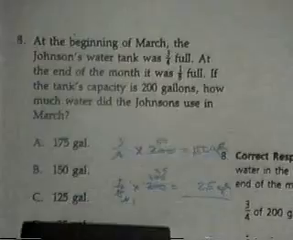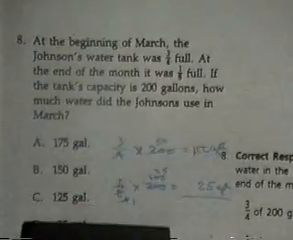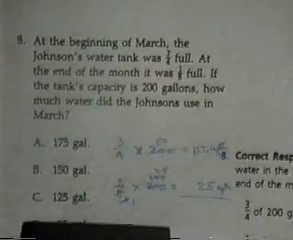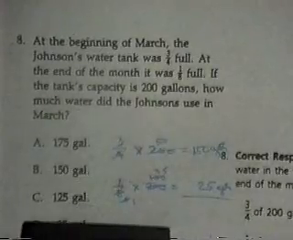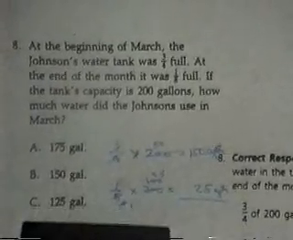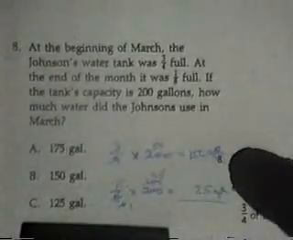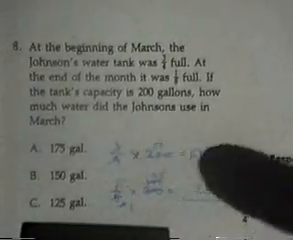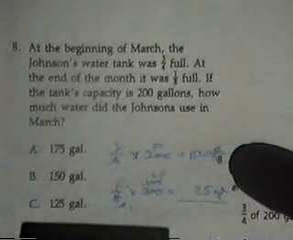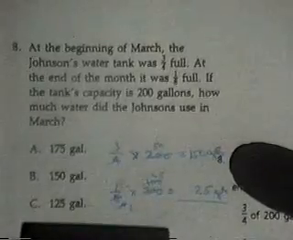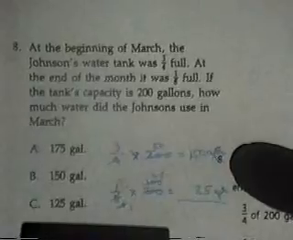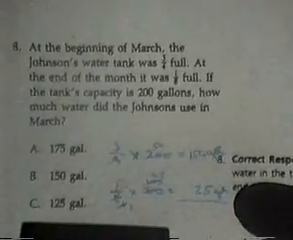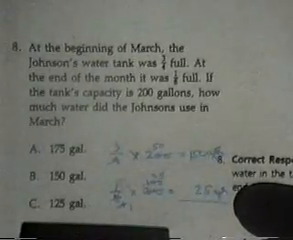No, wait a minute. Read what the problem says and think about what it's talking about. It says at the beginning of the month, the tank was 3/4 full. So the capacity is 200. At the beginning, that meant we had 150 gallons. That's what 3/4 of 200 is giving us. So at the beginning of the month, we have 150 gallons in there. And it says at the end of the month, it was 1/8. So at the end of the month, there were just 25 gallons in there.